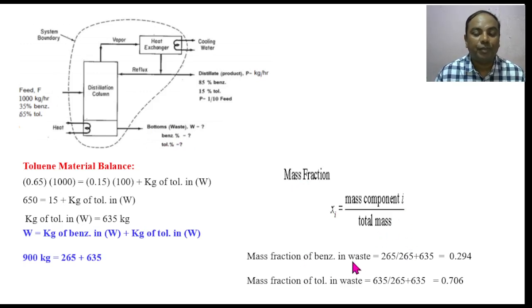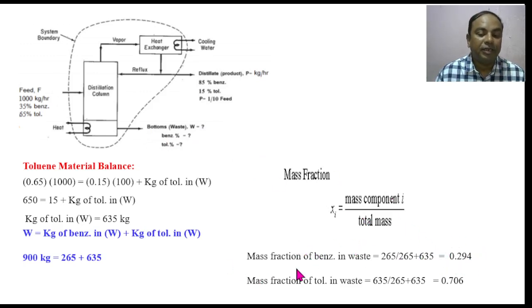So for the mass fraction of benzene in waste, the mass component is what we have just calculated: the mass of benzene in the downstream is 265. The total mass W is 900. So the mass fraction of benzene in the bottom stream comes out to be 0.294.